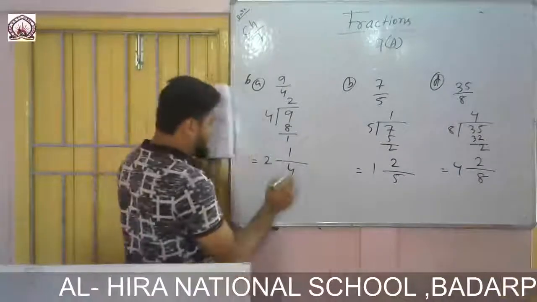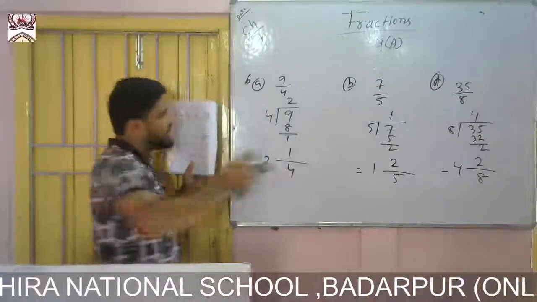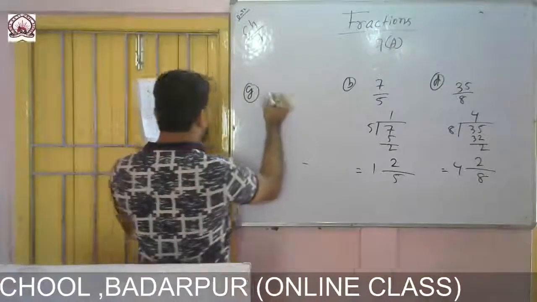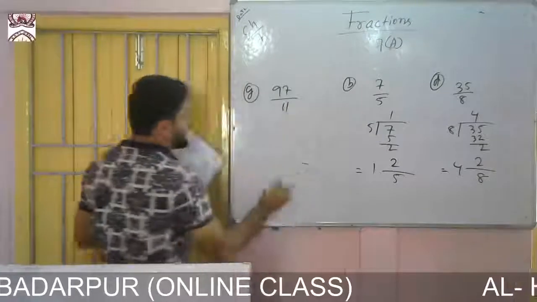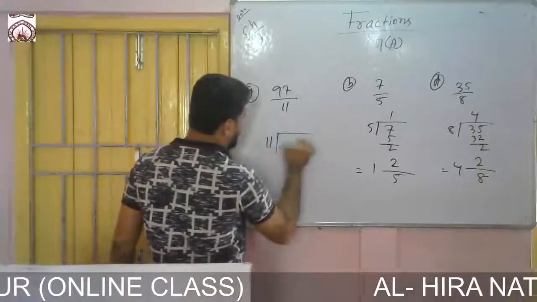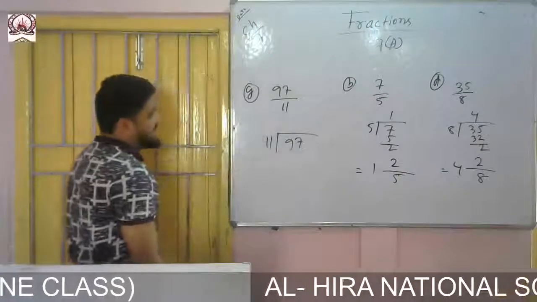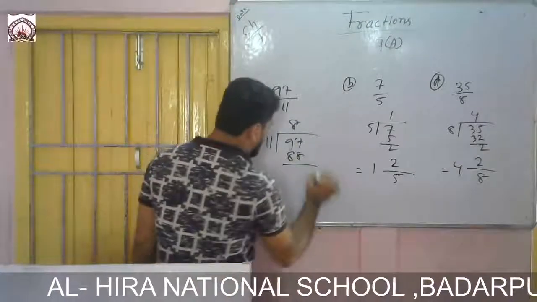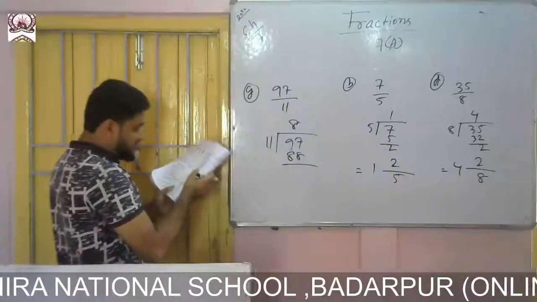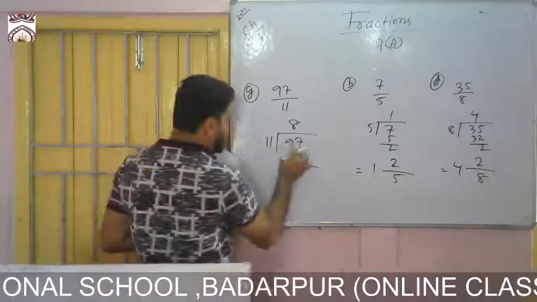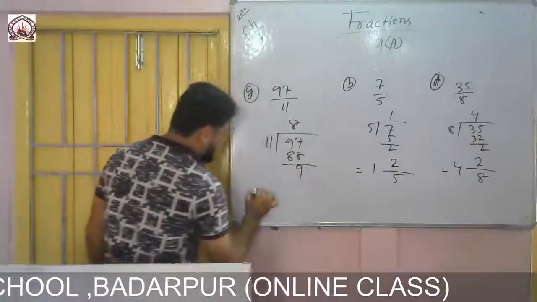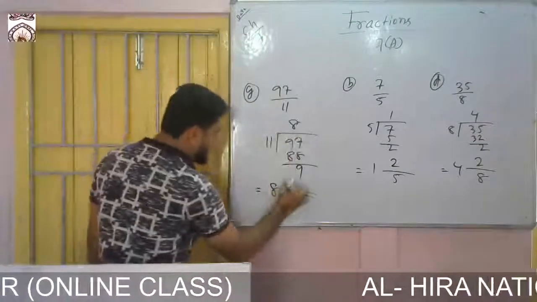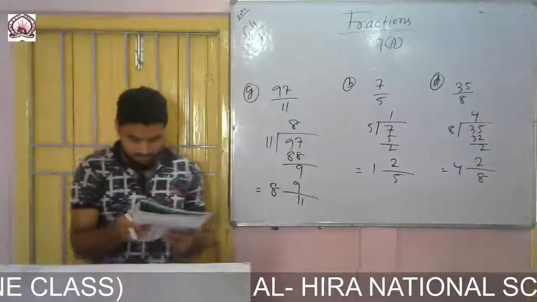Now come to question number G. Question number G: 97 by 11. Same. So divide 97. 9 11s are 99. So 8 11s are 88. Okay. If you take 97 minus 88, it is 9. So this will come as the denominator. This one is the natural number and this one, the remainder, is the numerator. Okay.